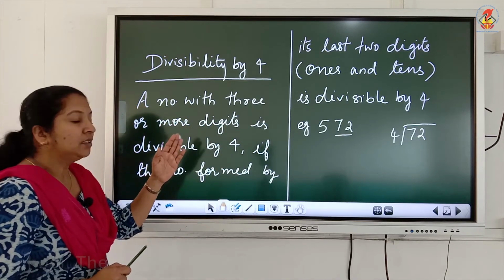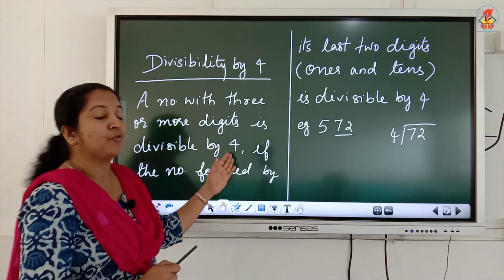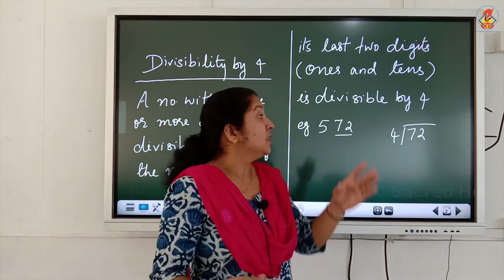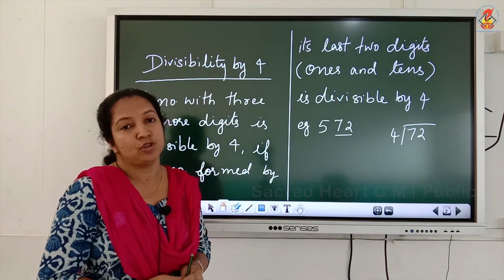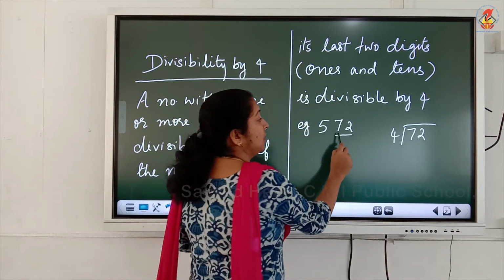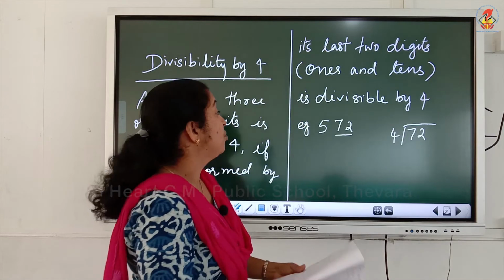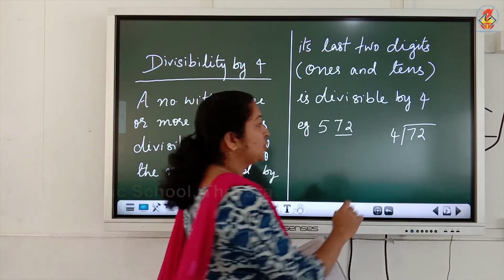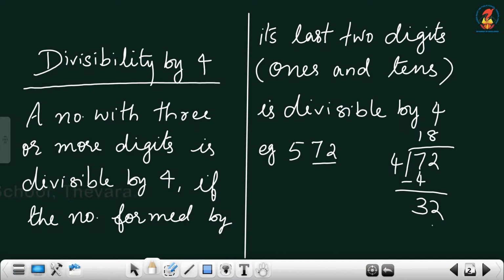A number with 3 or more digits is divisible by 4 if the number formed by the last two digits is divisible by 4. Example 572. What you have to check is whether the last two digits, 72, is divisible by 4 or not. If 72 is divisible by 4, we can say that 572 is divisible by 4. So that is what we are going to check. 4 ones are 4, 3 32, 4 eights are 32, remainder 0.